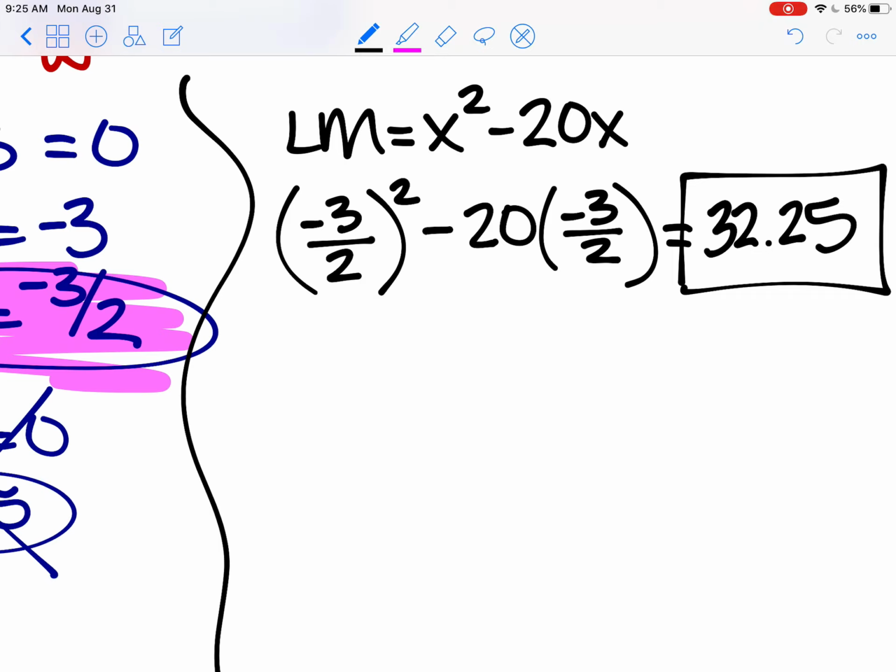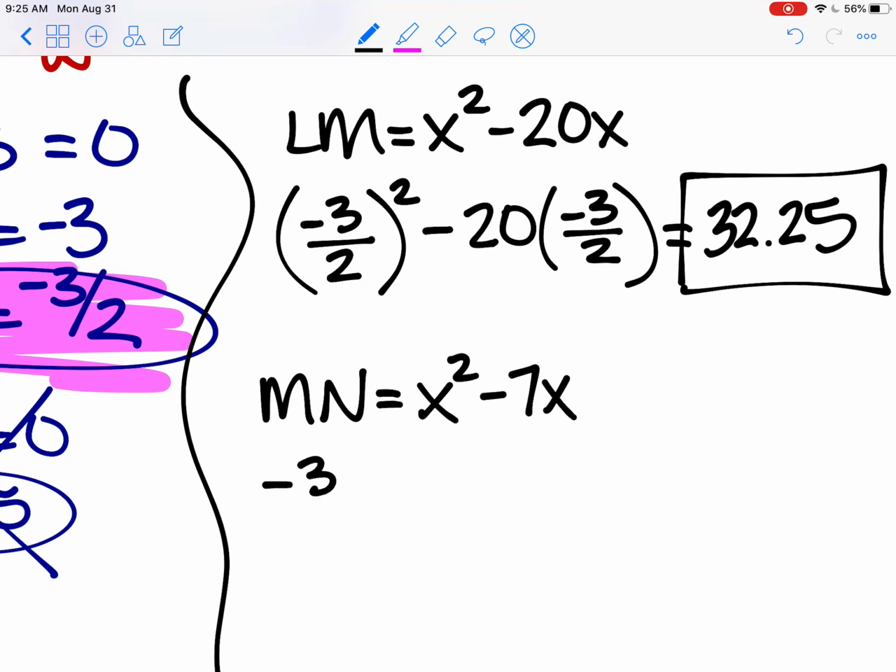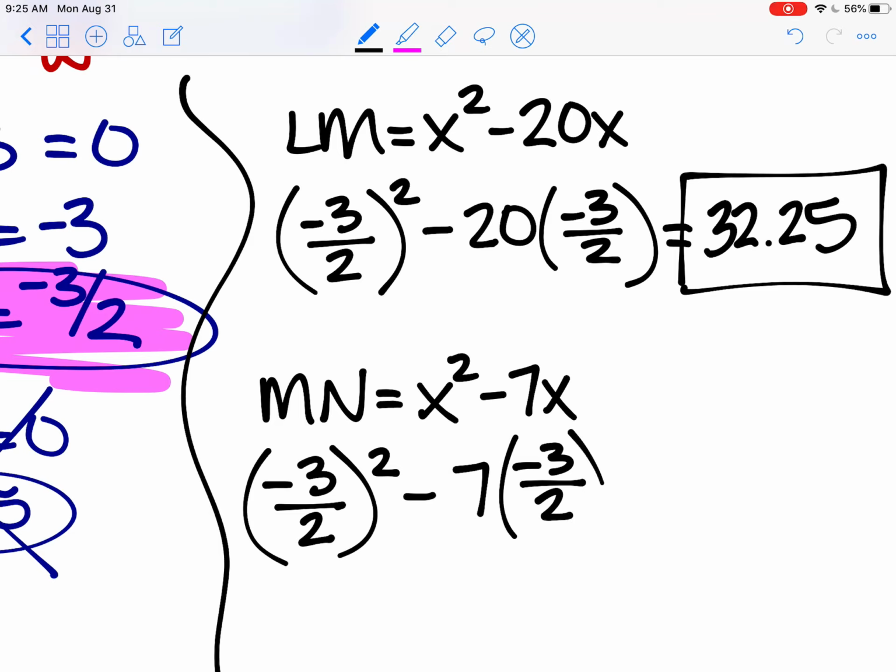Okay, we're going to do the same thing with MN, and that was x squared minus 7x. Again, we're going to substitute -3/2 in, minus 7 times the -3/2, and see all those negatives are canceling out. And if we were to plug all of that in, that would give us 12.75.